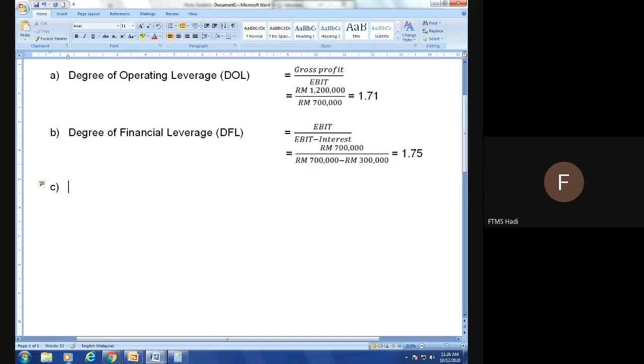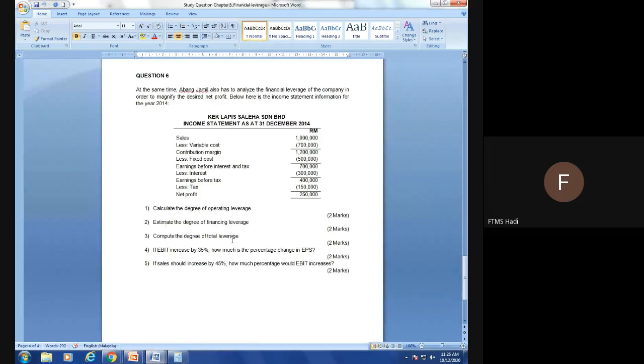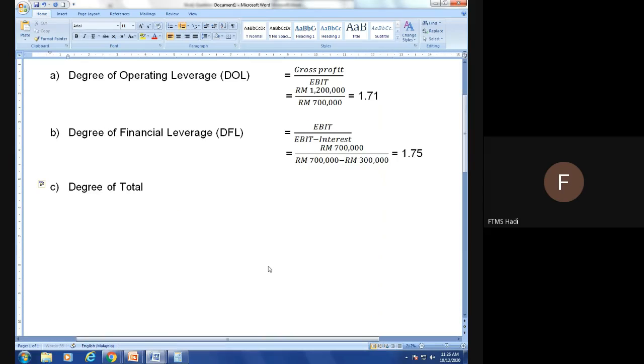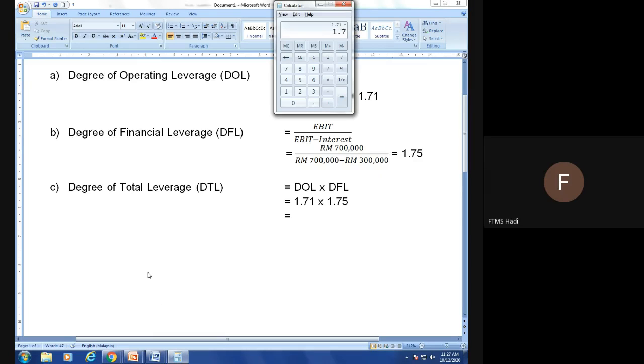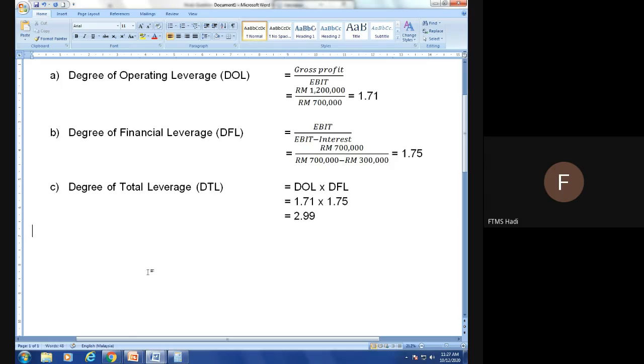The third part is the degree of total leverage. Compute the degree of total leverage, DTL. The formula is simple: DOL multiplied by DFL. You already have the DOL answer from question A, and the DFL answer from this one. Just multiply those two: 1.71 multiplied by 1.75, you get 2.99. So that means 2.99 times the degree of leverage.